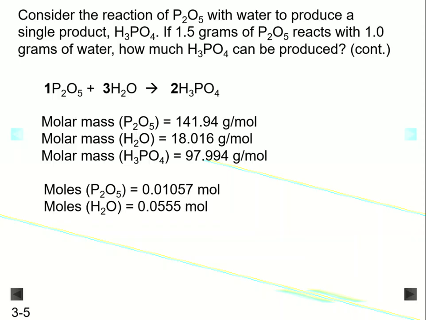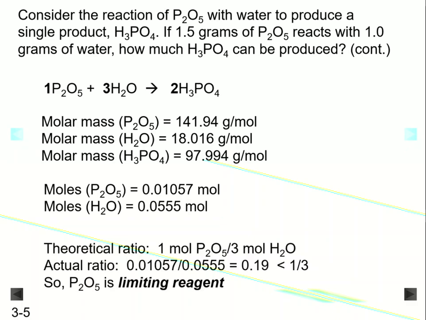Now, we know we have 1 mole of P2O5 reacts with 3 moles of H2O. In this case, we have 0.01 moles of P2O5 and 0.05 moles of H2O. So how do we compare those? Well, let's write out ratios like we did last time. The theoretical ratio in our reaction is 1 mole of P2O5 to 3 moles of H2O. The actual ratio is given here.